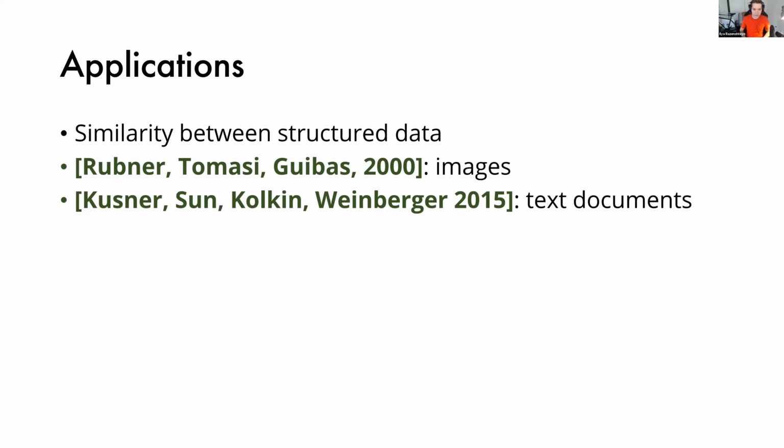Historically, Wasserstein distance, or earth mover distance, was used a lot for computing similarity between certain structured objects. For example, there is a classic paper from 2000 by Rubner, Tomasi, and Guibas, who applied earth mover distance for computing similarity between images. Suppose I have two pictures and I want to understand how similar they are from the colors point of view.